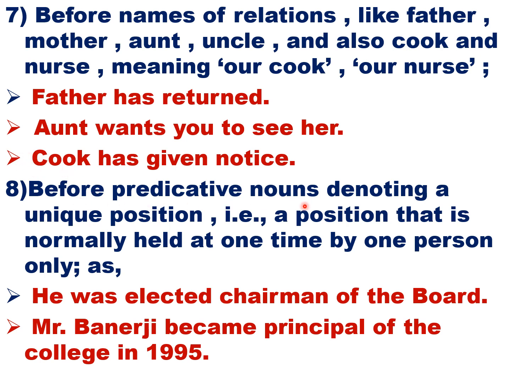Before predicative nouns denoting a unique position, there is no need to use the article. Example, he was elected chairman of the board. Mr. Banerjee became principal of the college in 1995. Here, chairman and principal were positions held at one time by one person only. So there is no need for the articles here.